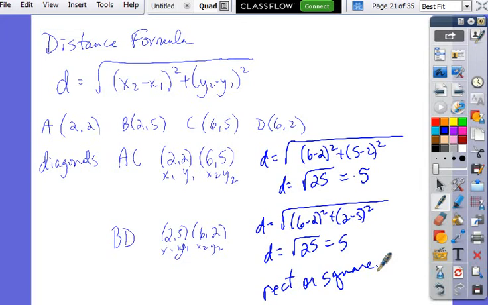Well, if these two distances were different, what does that mean? It could be a kite. Correct. If these are different, yeah, we're missing the basic ones, it could be a rhombus or a parallelogram. So if these are the same, it's rectangle or square. If these are different, parallelogram, rhombus, or kite.